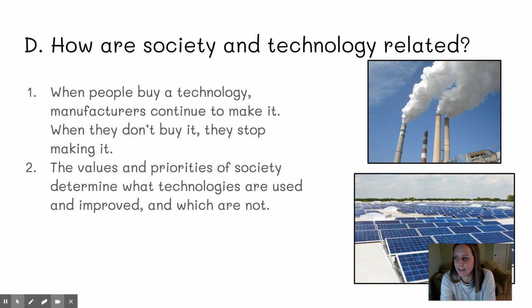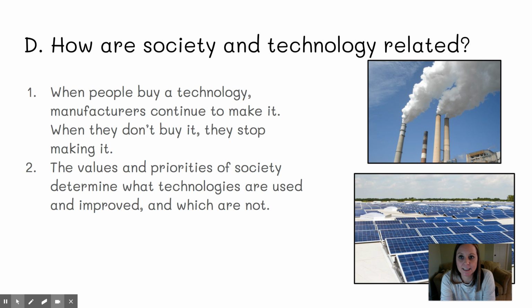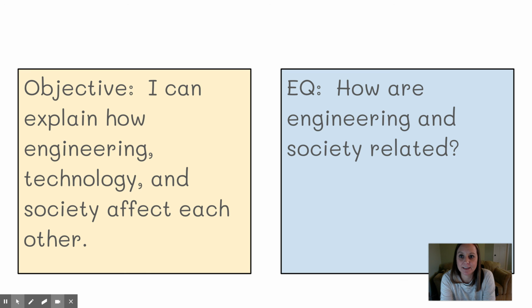So that is the end of your notes for today. Your big idea, remember, let me go back to the essential question here, is that because people's needs and wants change over time, we create new technologies to fit the people's needs and wants. That's how society affects the engineering process and the new technologies that are developed. And then those new technologies can affect how society uses them too.